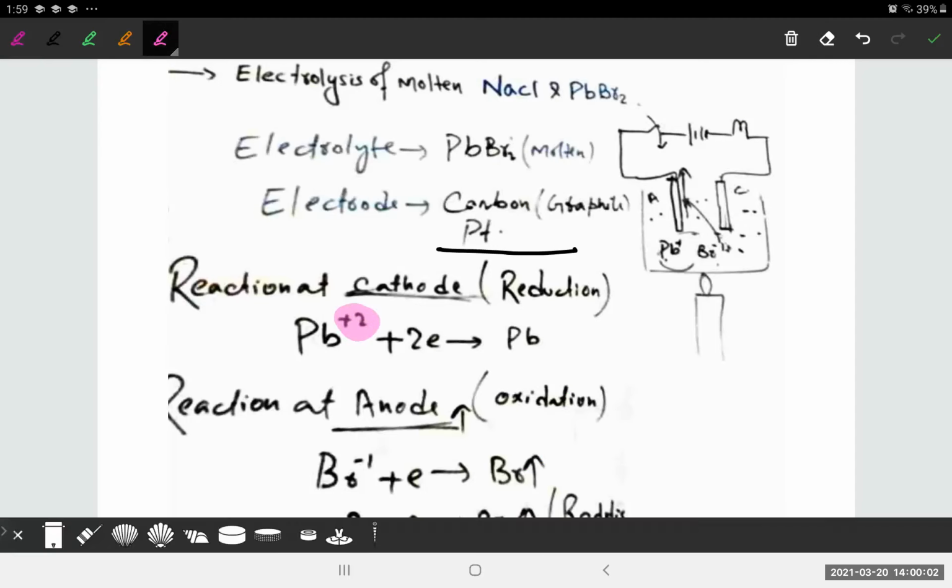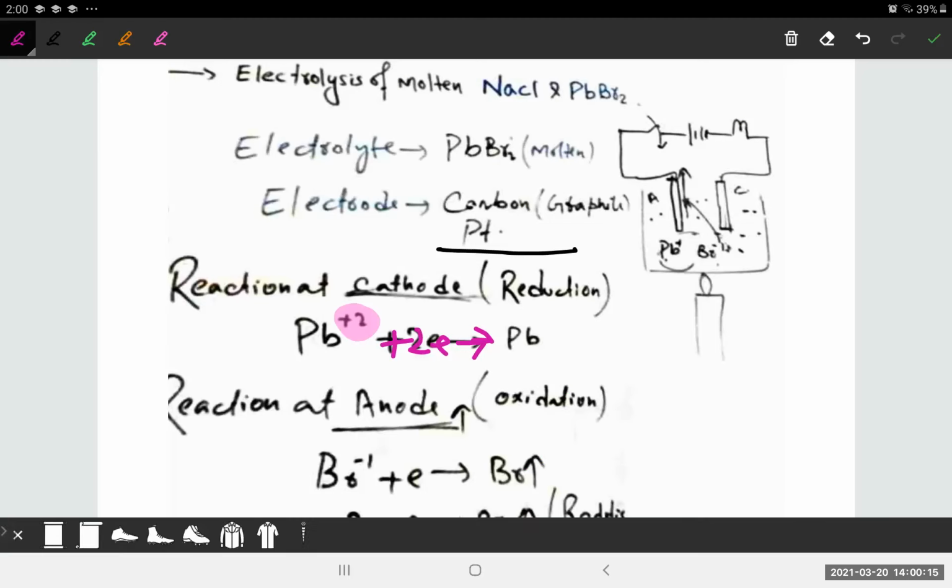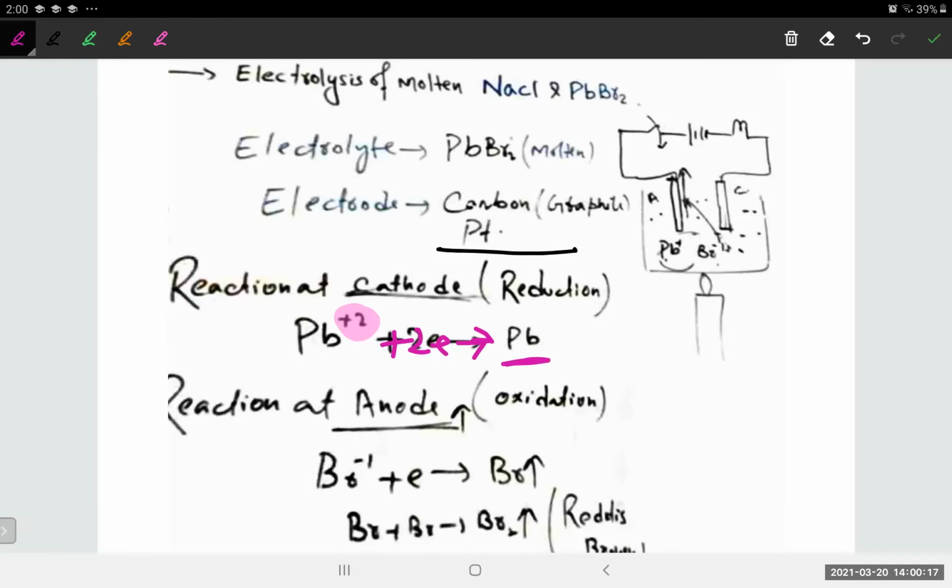Okay, excess of plus 2 will do what? It wants to get rid of this plus 2. It will add some negative charge to make it neutral, to make the equation equal. So what will it become? It will become Pb.